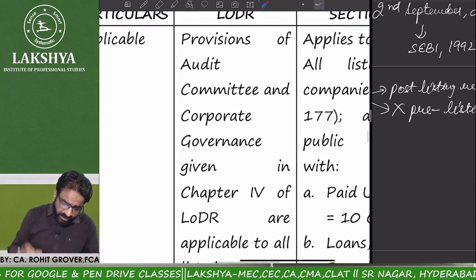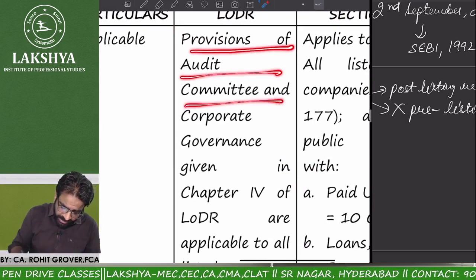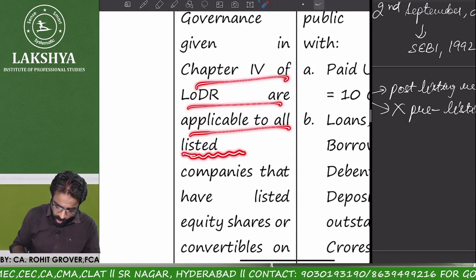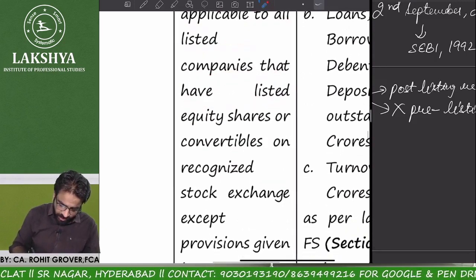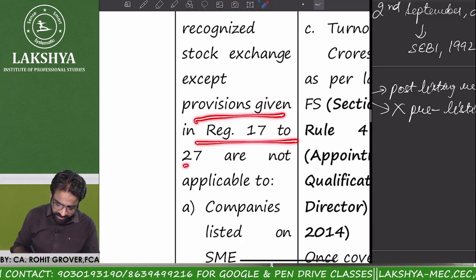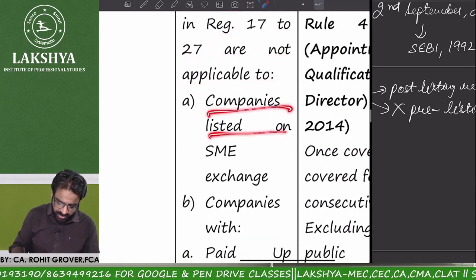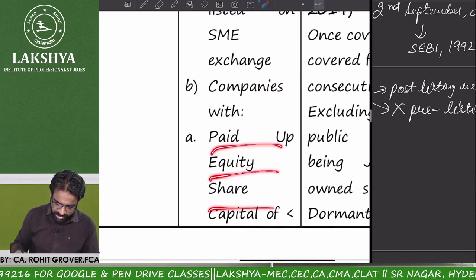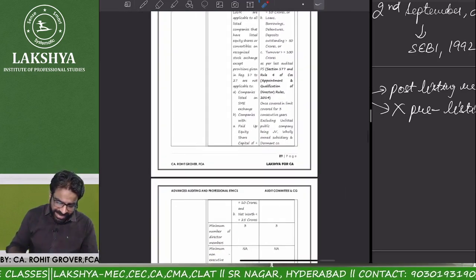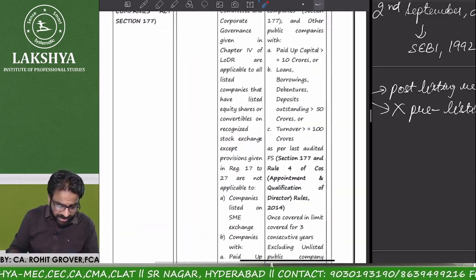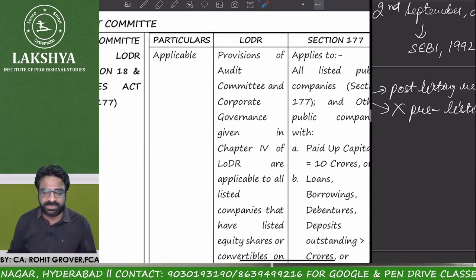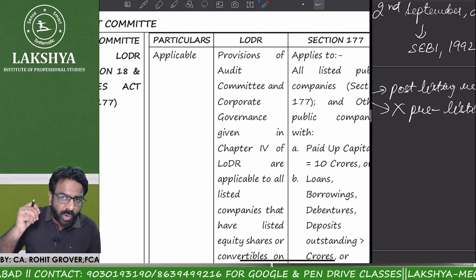Now see, as per LODR, the provisions of the audit committee and corporate governance given in Chapter 4 of LODR are applicable to all listed entities, companies that have listed equity shares or convertibles on a recognized stock exchange, except that the provisions given in regulations 17 to 27 are not applicable to companies listed on SME, and companies with paid up equity share capital up to 10 crores and net worth up to 25 crores. So remember one thing: the LODR audit committee is applicable to whom? The LODR audit committee is applicable to all the listed entities.